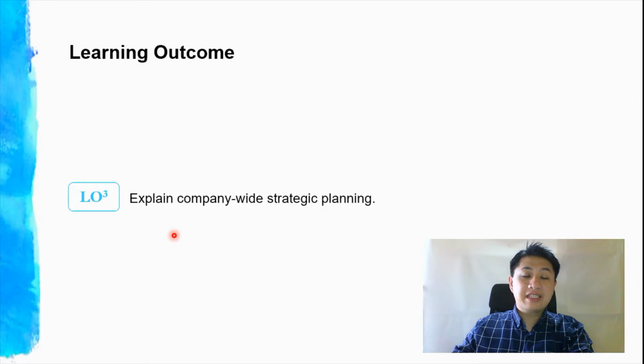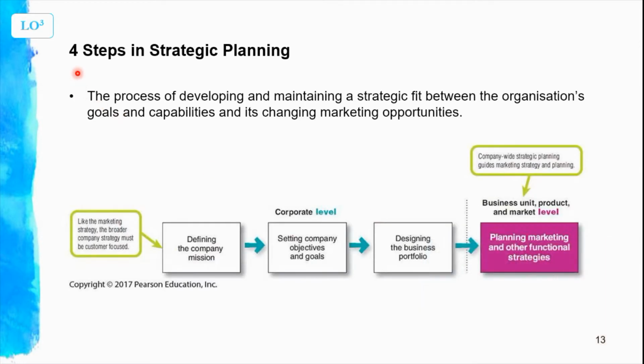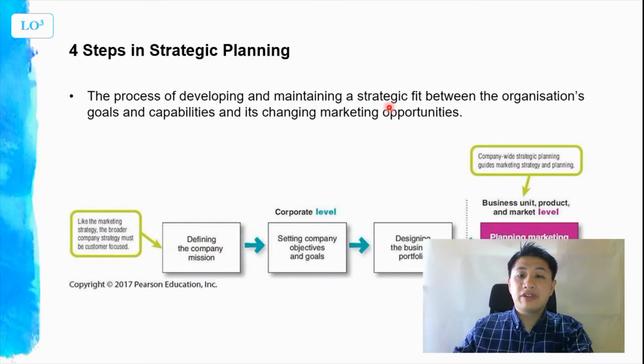In this video, we're going to explain company-wide strategic planning. So, 4 steps in strategic planning. First, what is strategic planning? It is the process of developing and maintaining a strategic fit between the organization's goal and capability and its changing market opportunity. So, the idea of strategic planning is to allow companies a way to plan how the company can meet the market opportunities to capture it.